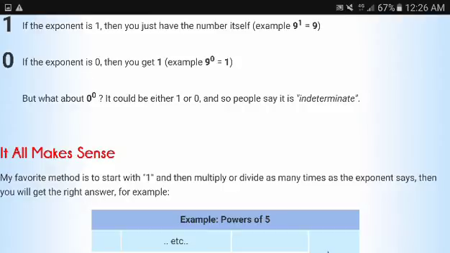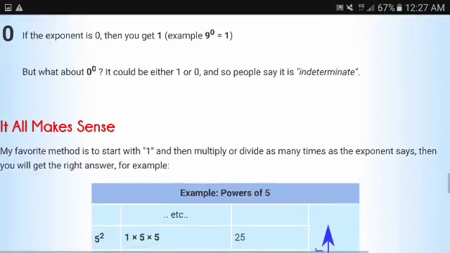We have a separate video in the group with regards to 0 to the exponent of 0. So, in other words, it is undefined. But the explanation in what I shared is that the answer is 1.